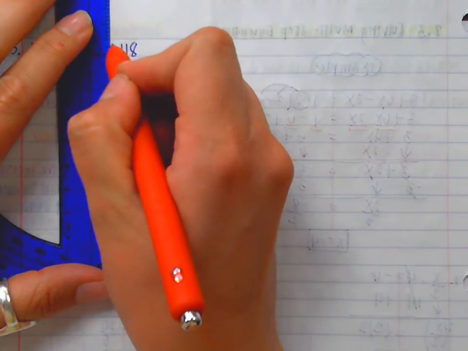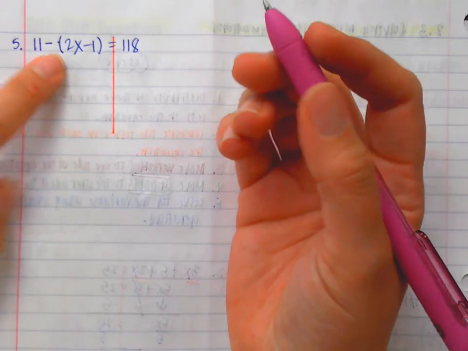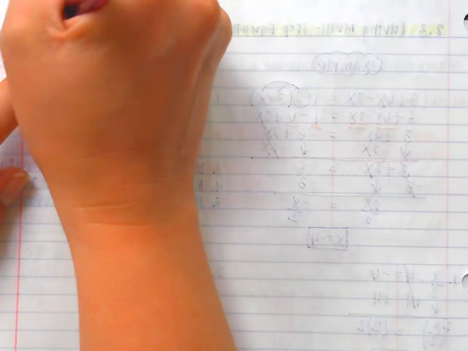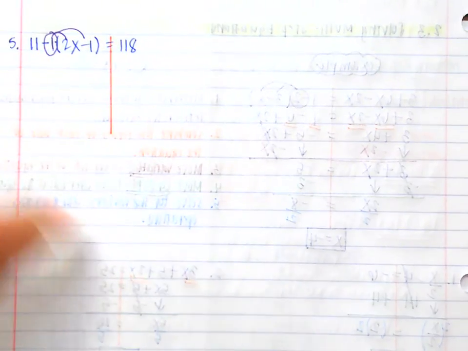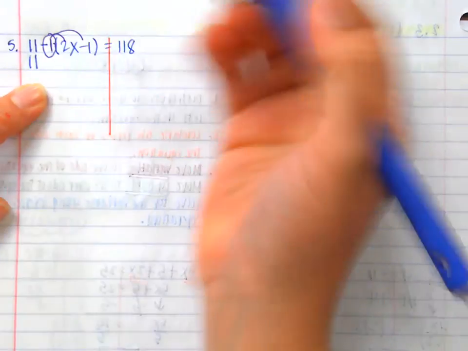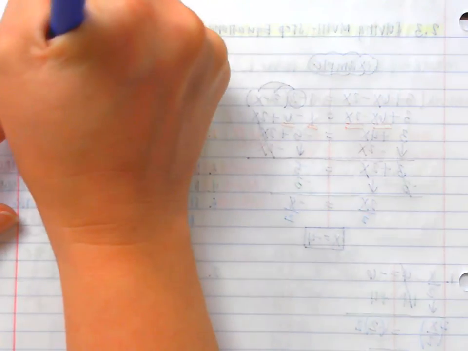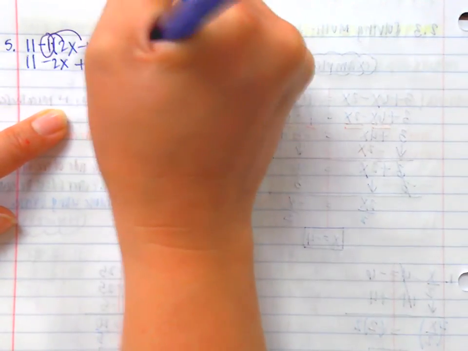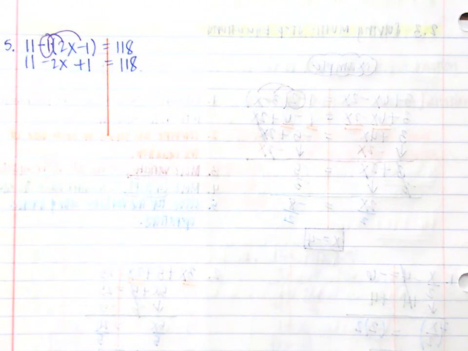Now, again, I'm just going to draw my line so I don't forget. And I'm going to distribute. Remember, we're distributing this number in front. There is really no number, but we can assume we're distributing this negative 1. So that negative 1 is going to the 2x and the minus 1. So the 11 just comes down. Negative 1 times 2x is negative 2x. Negative 1 times negative 1 is positive 1, and then equals 118.